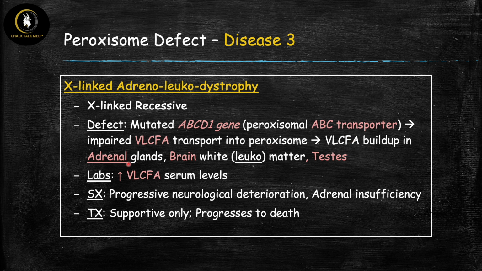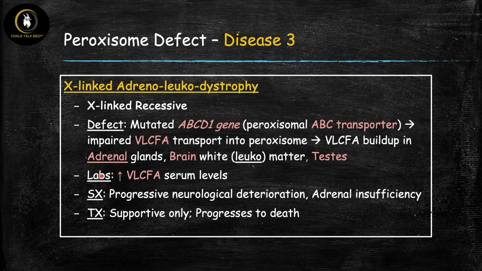So adrenal glands, that's why it's adrenoleukodystrophy. The white matter of the brain, so that's where the leuko of the name comes in, and the testes, that's not part of the name. So adrenoleukodystrophy, the adrenal stands for the adrenal glands, the leuko stands for the white matter of the brain.